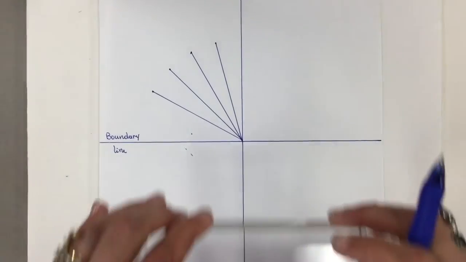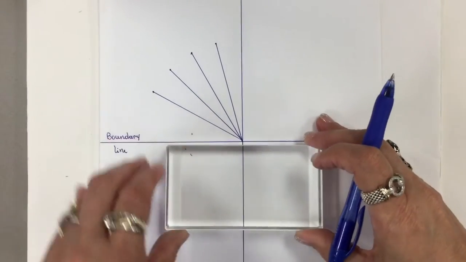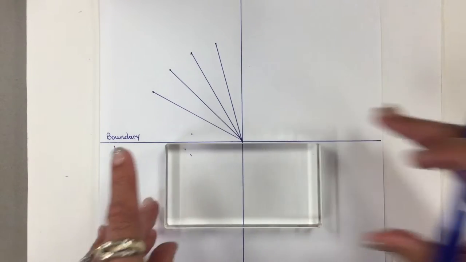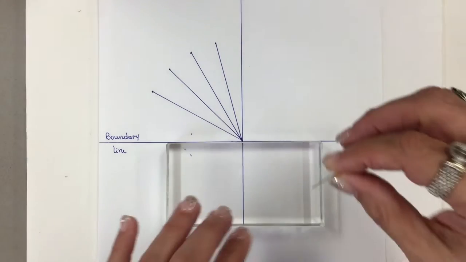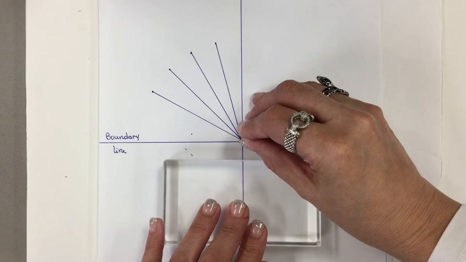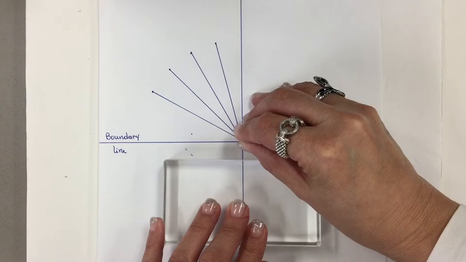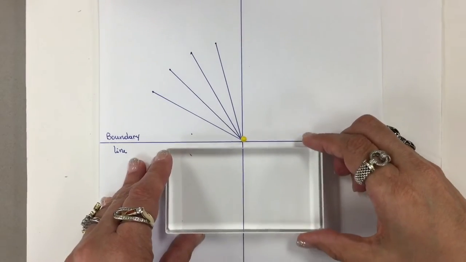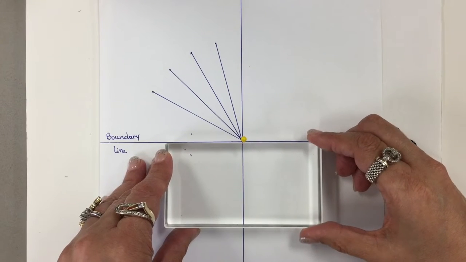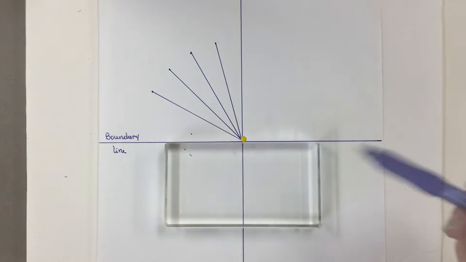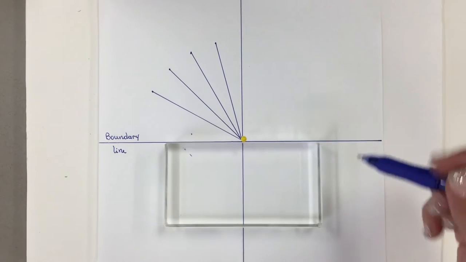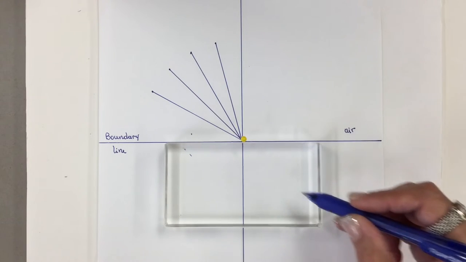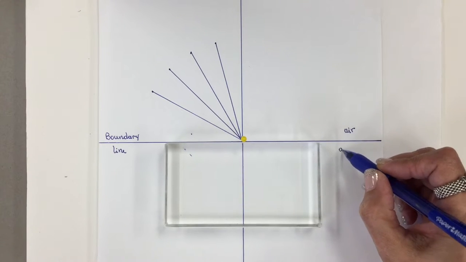In this step, place the block right under the boundary line. Mark the intersection with a clothespin. Move the block right under the boundary line. Here we have two media. This is air. And on this side is the glass block.